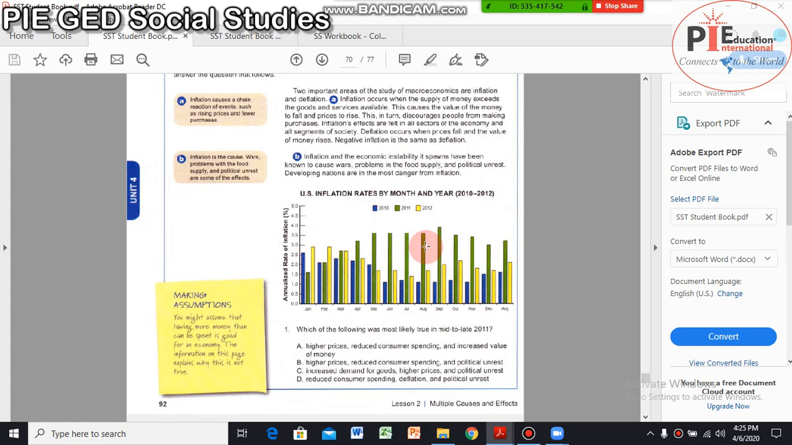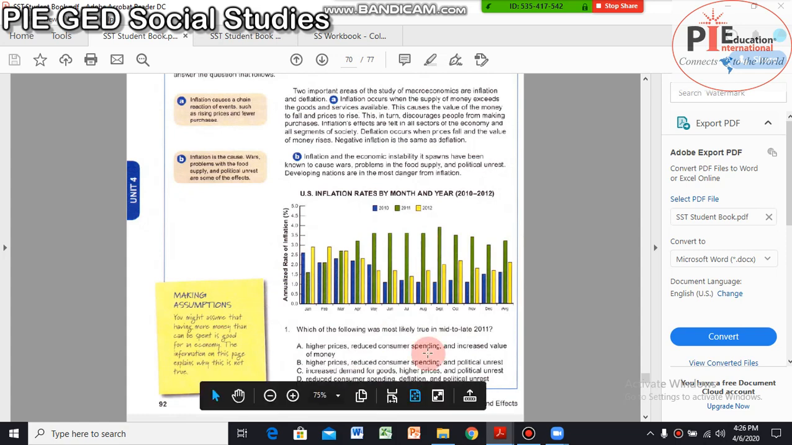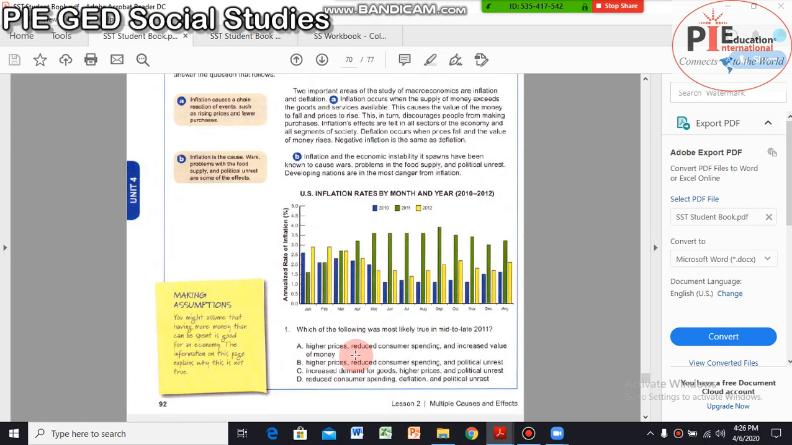Decreased. Very good. So when there's a high rate of inflation, the value of money is actually decreased. So number A: higher prices, okay. Reduced consumer spending means people cannot spend much. I agree with that as well. And increased money? No, I don't think so. The value of money has actually decreased. The prices of goods and services have increased. That I can be okay with, but not the value of money. The value of money has actually fallen down.